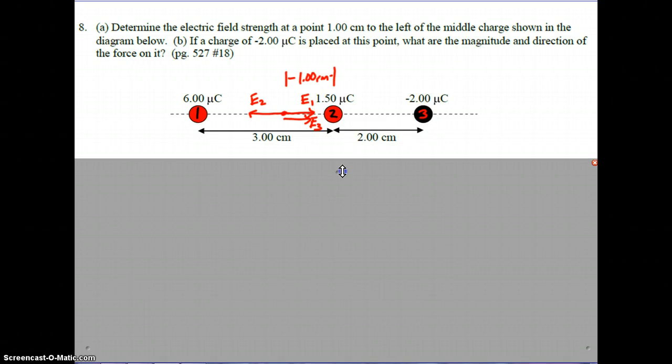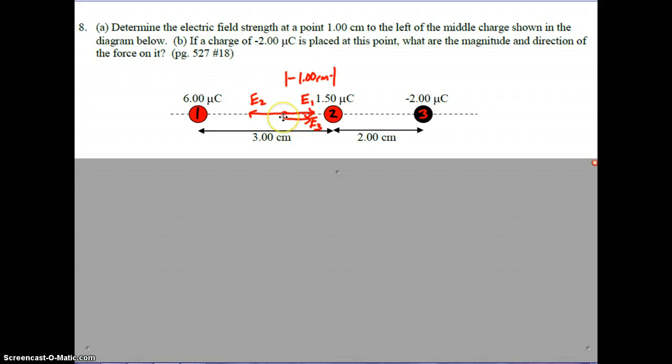Starting with A here, I drew a point right here that is 1 centimeter to the left of the middle charge. And then I'm going to draw the direction of the 3 electric fields on that point due to the 3 charges in the diagram. To keep everything straight, I labeled the charge on the left 1, the charge in the center 2, and the charge on the right charge 3.